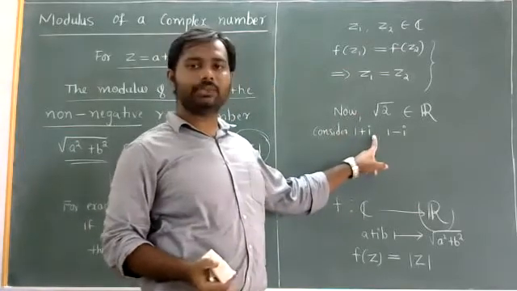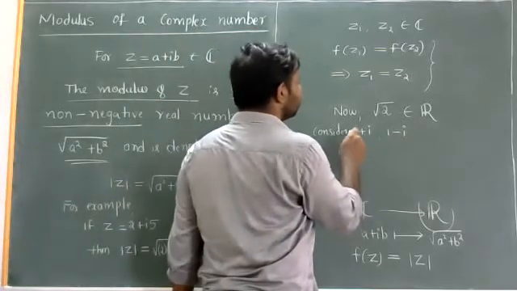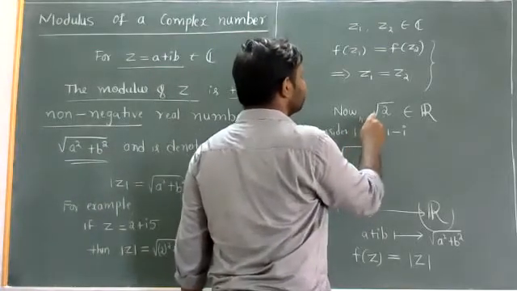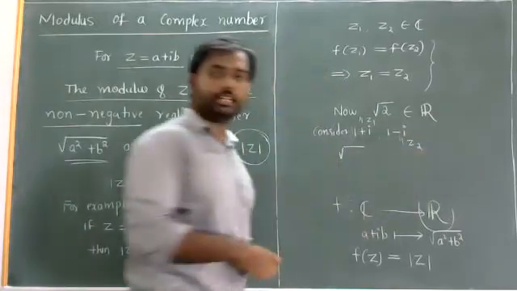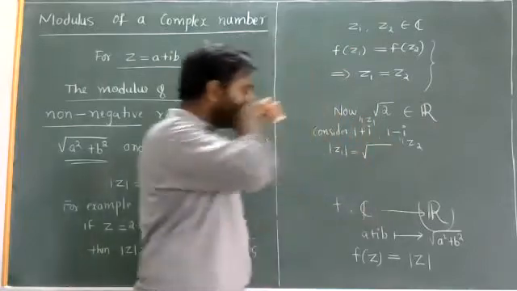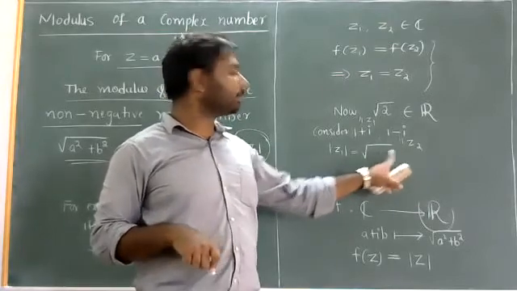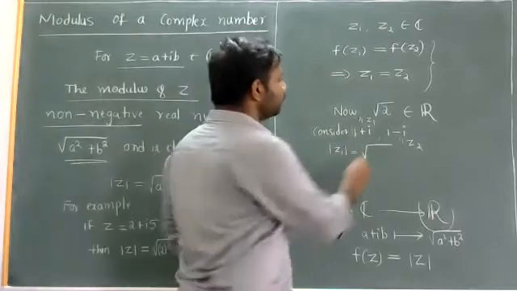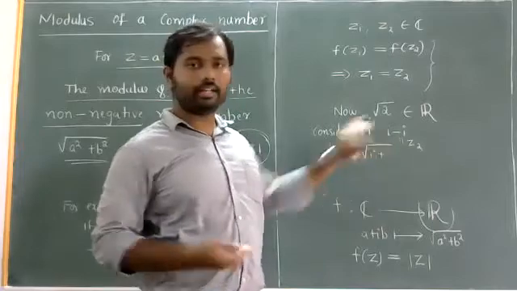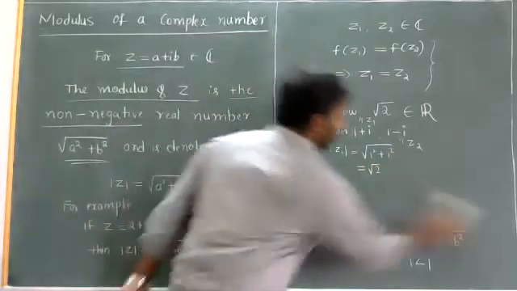So 1 plus i is one complex number, 1 minus i is another complex number. If I take this as complex number z1 and this as z2, then what is the modulus of z1? It is the square root of the square of the real part plus the square of the imaginary part, that is, square root of a square plus b square. So a is 1, so 1 square plus, there is nothing here, so i into 1, so b is also 1. So it is square root of 2.